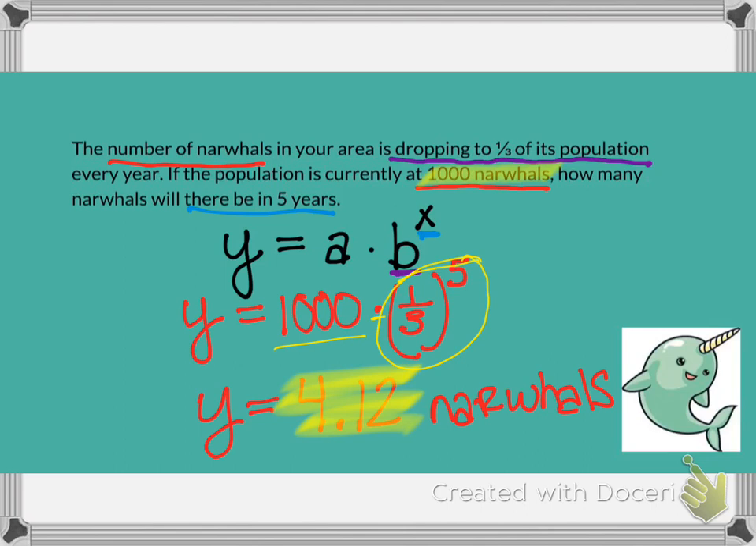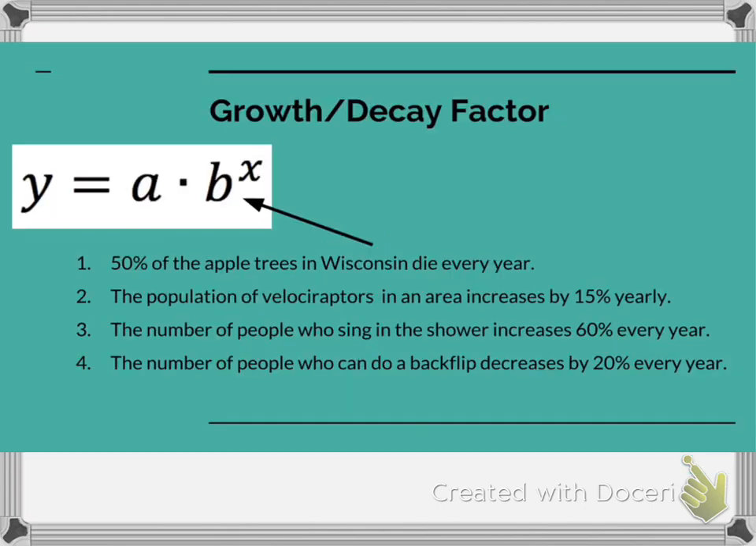Sometimes our growth factor isn't as straightforward as this 1/3 situation where I know exactly what I'm dividing by over and over again. Other times, I have a growth or decay factor that's a percentage. When we have this situation, we are going to go through a different process to figure out what that b in my a times b to the x equation is, my growth or decay factor. So this is specifically for when I have percentages.